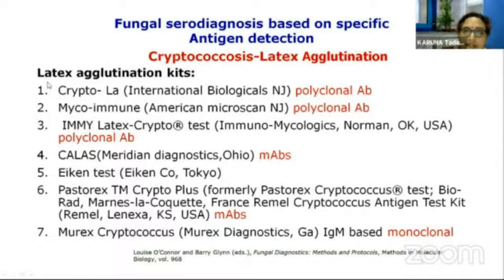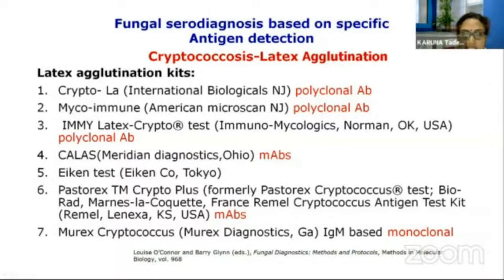Now, commercially, the latex agglutination kits that have been available over the years include CryptoLA from International Biologicals, which used a polyclonal antibody. Mycoimmune, again, used a polyclonal antibody. The IMI latex crypto test from Immunomycologics, USA, also used a polyclonal antibody. Then there is Calas from Meridian Diagnostics, Ohio, a very good test, which actually uses a monoclonal antibody.